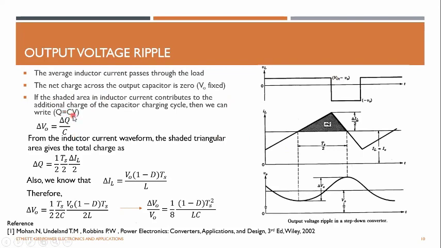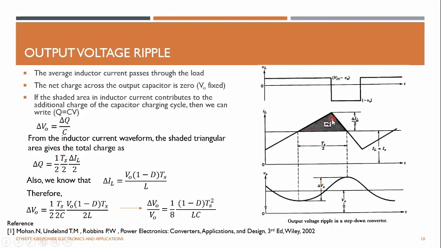Using the Q equals CV equation, we can see this is the inductor current waveform. In the charging phase, its voltage is V in minus V out. In the discharging phase, its voltage is minus V out. So the inductor is charging like that. The average current is this one, which goes through the load. So we can assume this additional charge of the inductor is contributing to the capacitor voltage. This additional charge is contributing to increase the capacitor voltage from here to here. This is the change of the capacitor voltage.